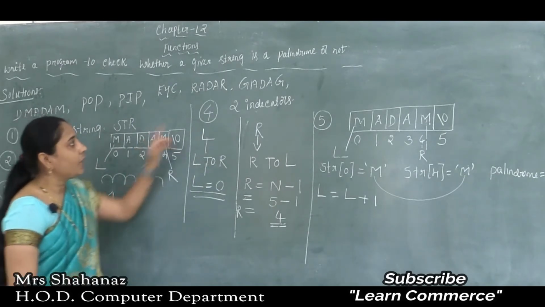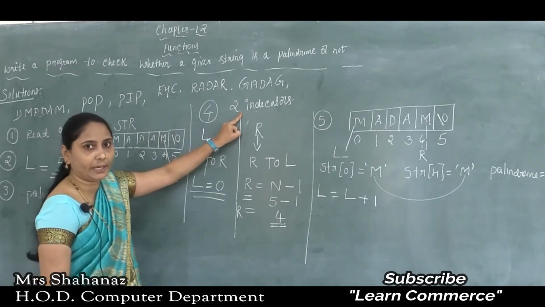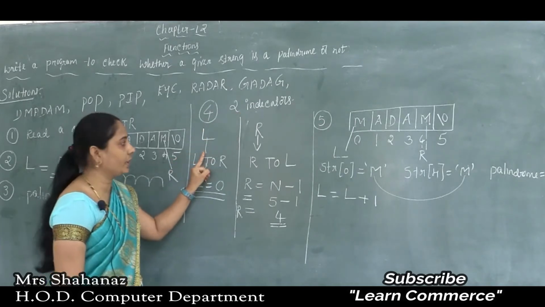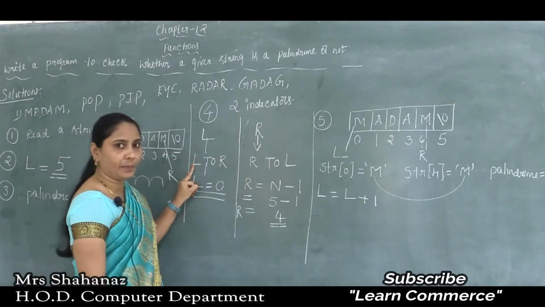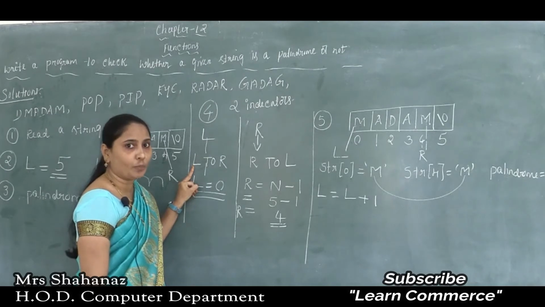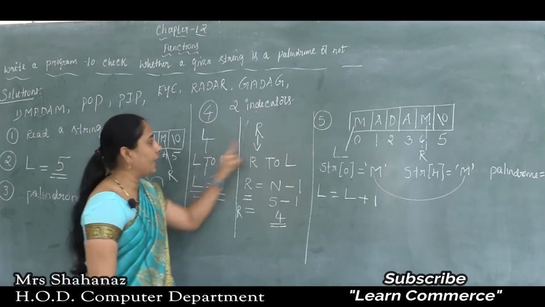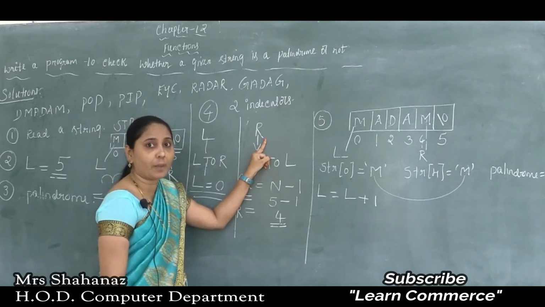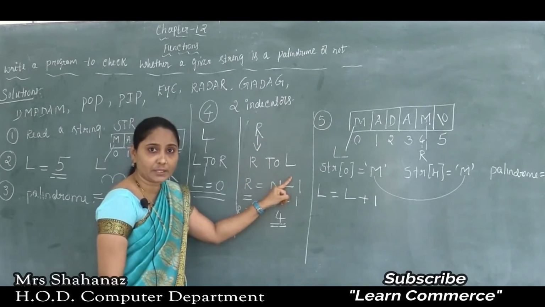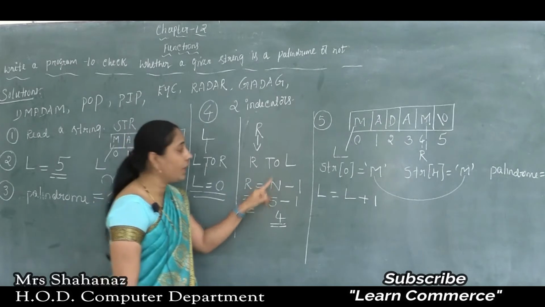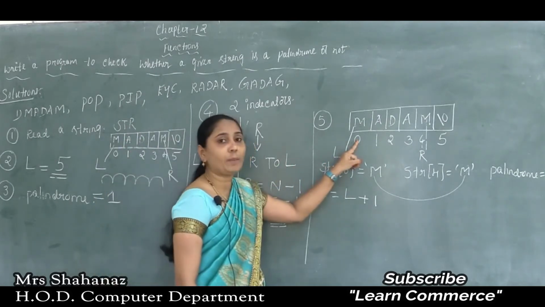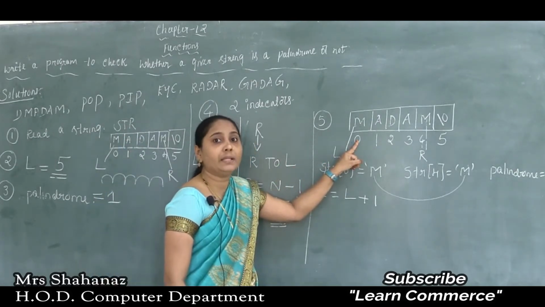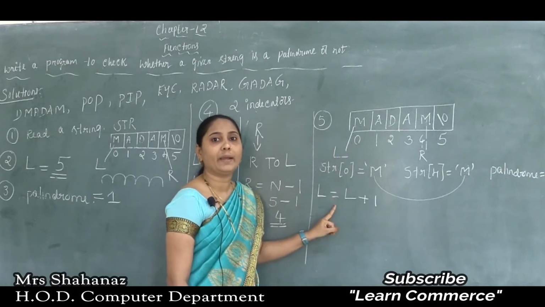As we know, we already used 2 indicators, one is the L, the second one is the R here. The L means the left indicator, which moves from left to right, and the R indicator processes the string from right to the left. Clear this point here? Right to the left here. Now when it moves from left to right, at that time the L indicator is incremented by 1.